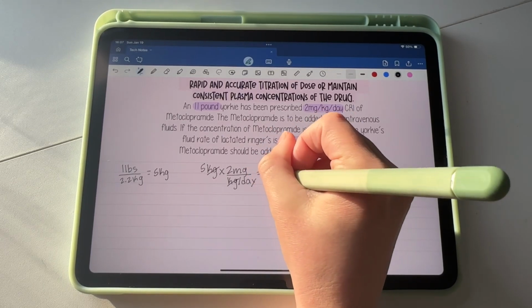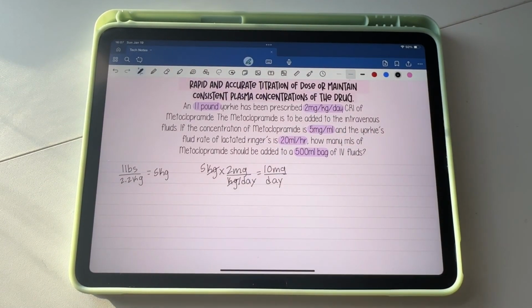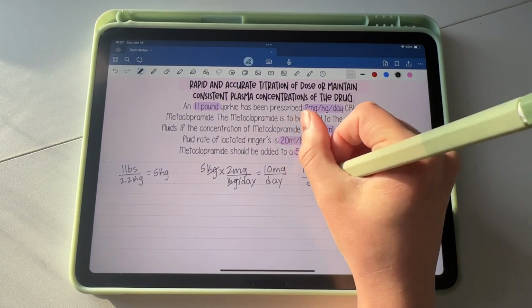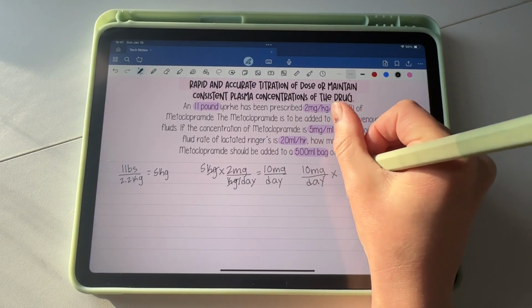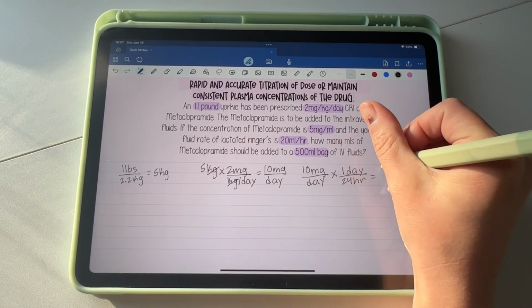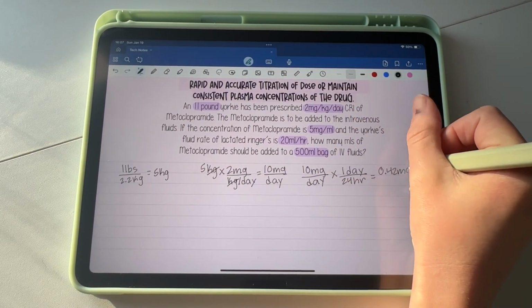Next, we have to determine how many mgs per day are required based on our patient's weight. To calculate this, we take our 5 kgs times 2 mgs per kg a day, which gives us 10 mgs a day needed. After that, we're going to determine how many mgs per hour. To do this, we're going to take our 10 mgs per day times 1 day per 24 hours, which will give us 0.42 mgs per hour.